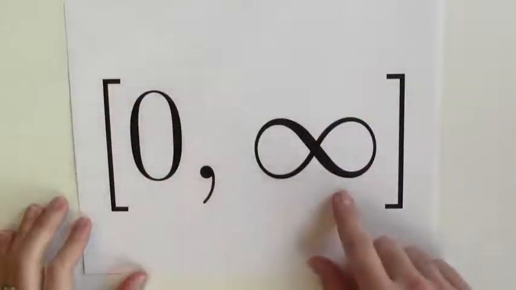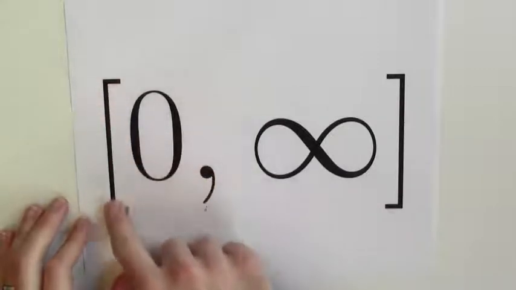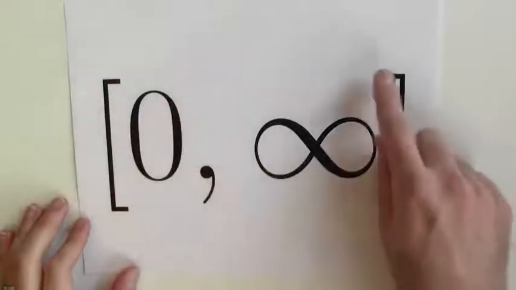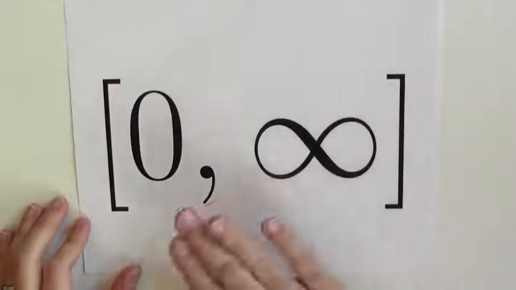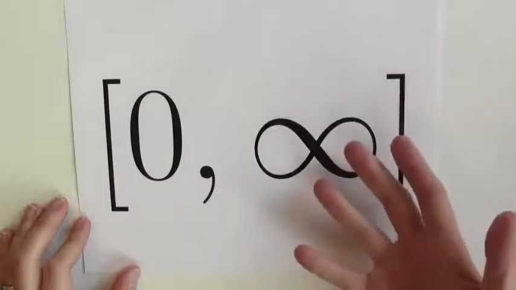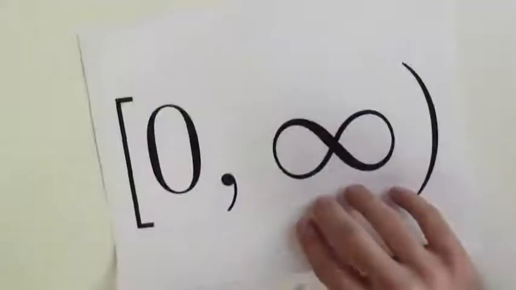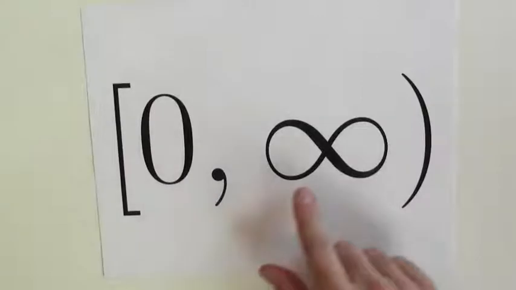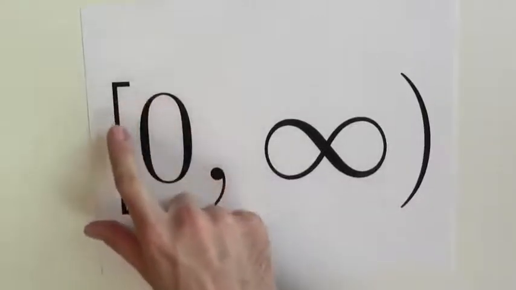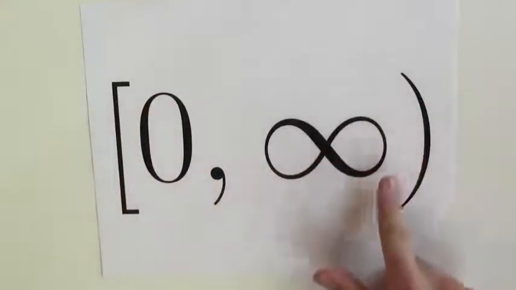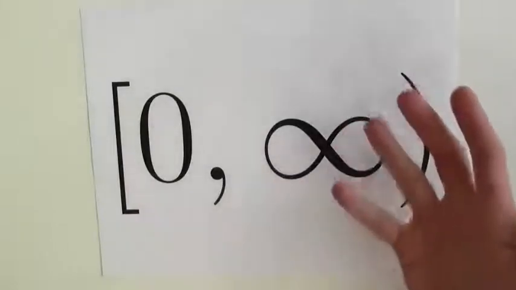Infinity is not a number like 17. Don't treat it as a number. Let me show you something that people do all of the time. People write down the interval from 0 to infinity, including 0, which is fine, but including infinity, which is not okay. Infinity is not a number. What people should be writing down is this: the interval from 0 to infinity, including 0, but not including infinity. Because infinity is not a number.